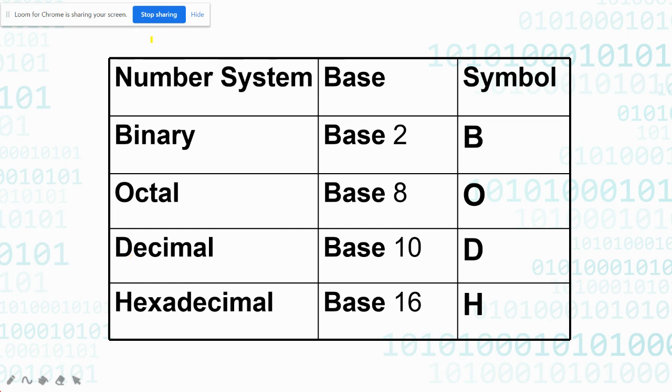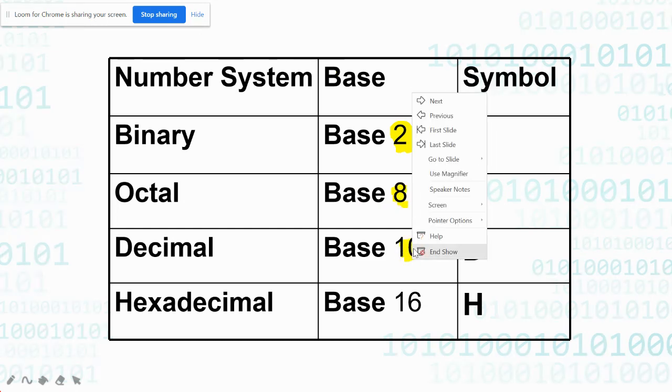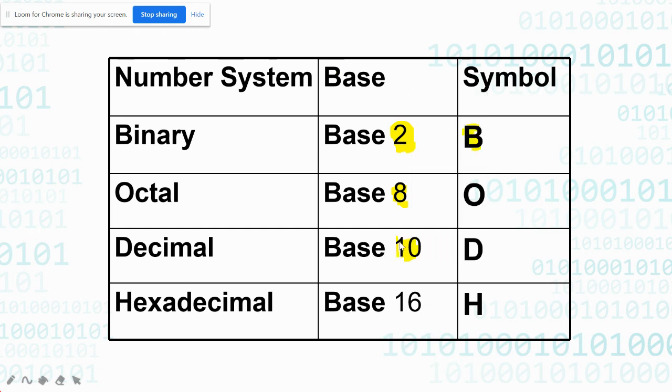Okay, so when we talk of binary, pag sinabi natin binary, definitely that's base 2, and it is represented with the symbol B. When we talk of octal, that is 8. Decimal, that is 10, yung usual na ginagamit natin, base 10. And we have hexadecimal, which is 16.